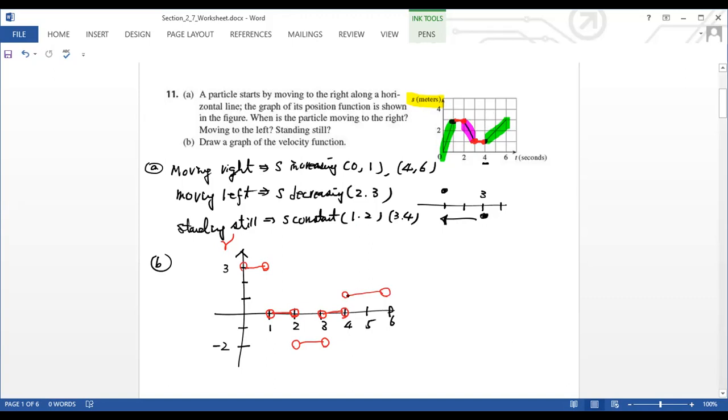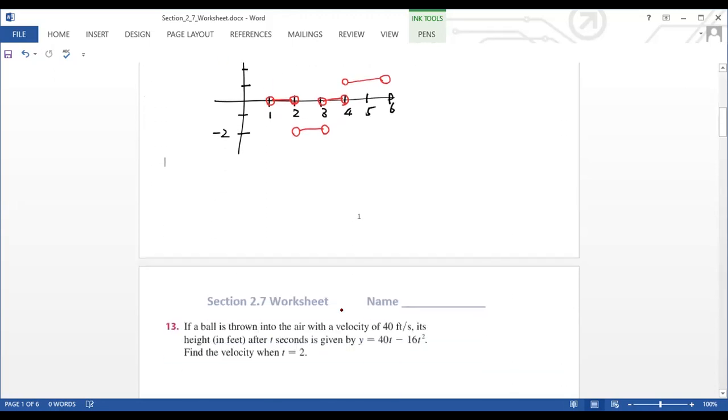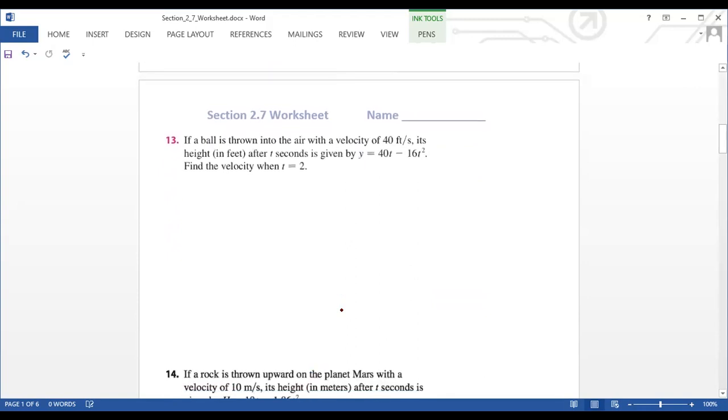All right, so this is a very, very good problem. After you see that, you know the relation of the position function and the velocity function here, okay?